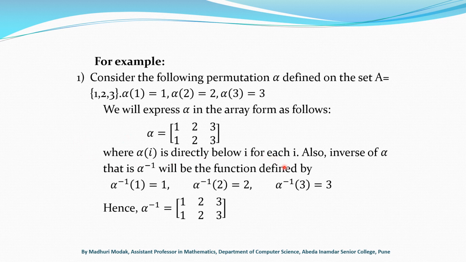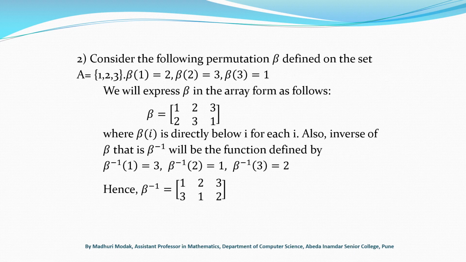Also, the inverse of alpha is the function defined by, now here as 1 is mapping to 1, alpha inverse of 1 is 1. Similarly, as 2 is mapping to 2, alpha inverse of 2 is 2, and alpha inverse of 3 is 3. So alpha inverse we can write in the form of an array as domain 1, 2, 3 and their images are 1, 2, 3, which we have written as the second row.